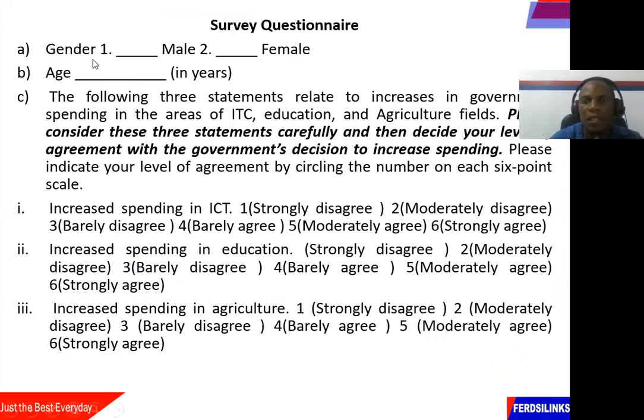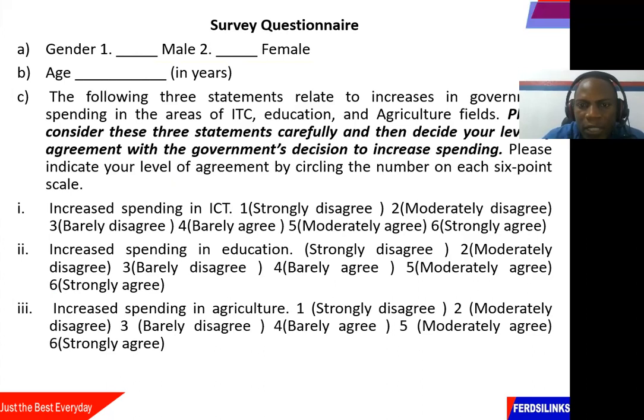You have your instrument, which you've used to collect the data. In this particular case, what we have is the questionnaire. The questionnaire contains 5 questions in all. The first question talks about the gender of the respondent. The second talks about the age of the respondent. The third has to do with questions related to the study objectives.